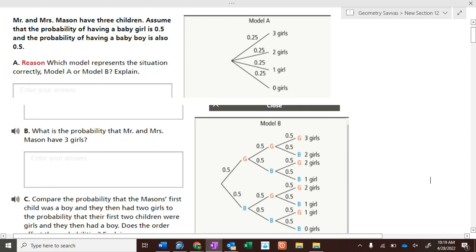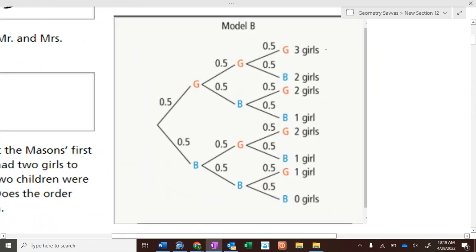Or does it follow this model, which is 0.5 times 0.5 times 0.5, which is 0.125, or 12.5% of 3 girls? 2 girls and then a boy is 12.5%. A girl, boy, girl is 12.5%. A girl, boy, boy is 12.5%. A boy, girl, girl is 12.5%, and so on. Which one of these is an accurate reflection of how it works? B. Model B is the accurate model of how things work. So we're going to study Model B a little bit better. Each one of these is 12.5%.